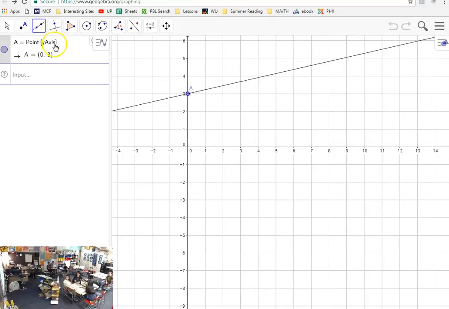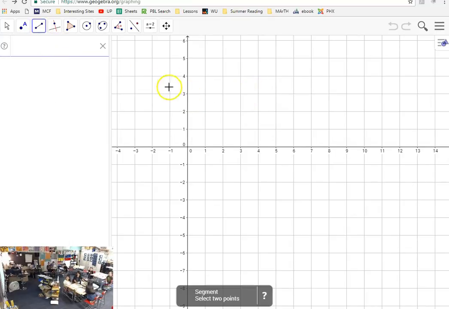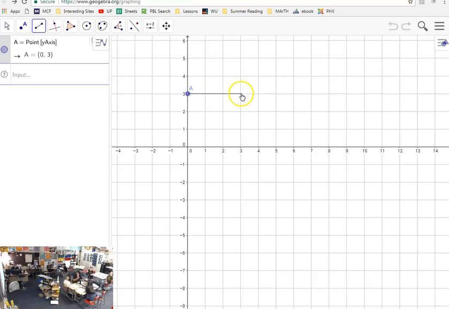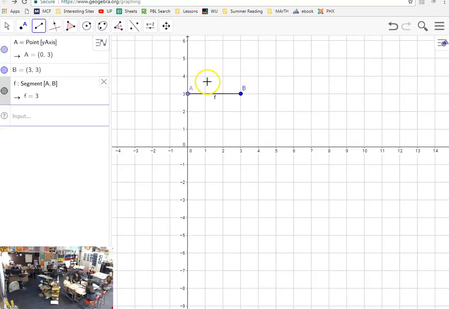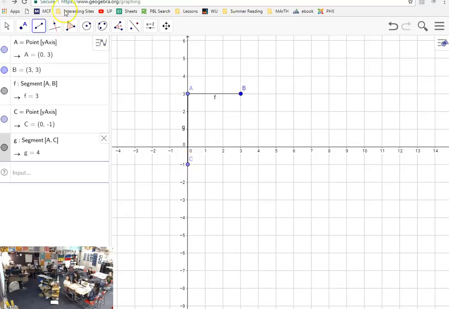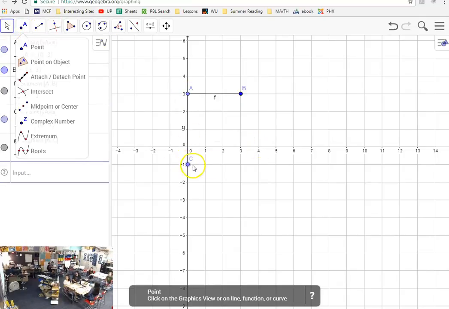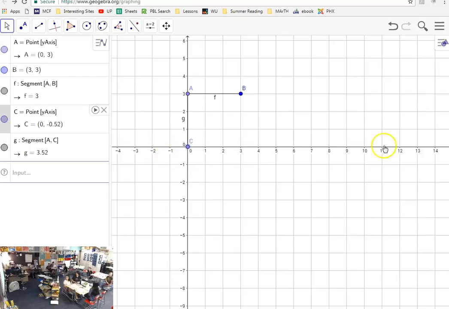So, if I want a segment, I have a 3 and a 4, right? My third side, it's fixed. Unlock.